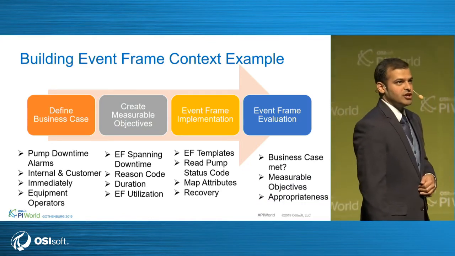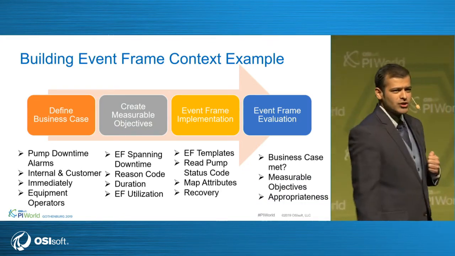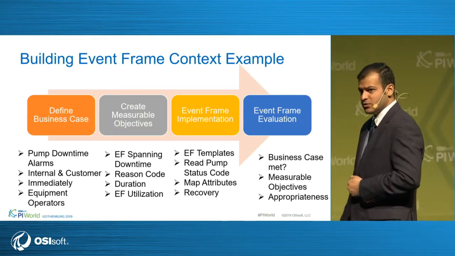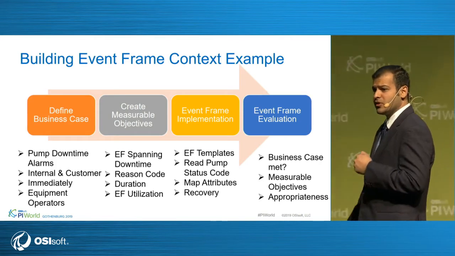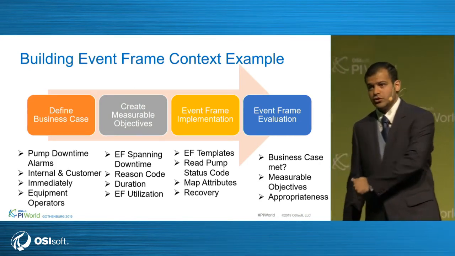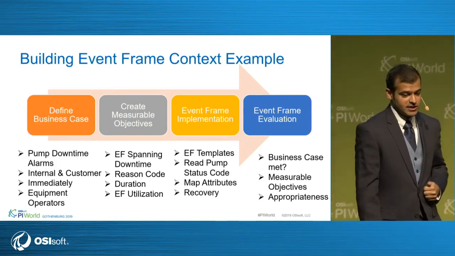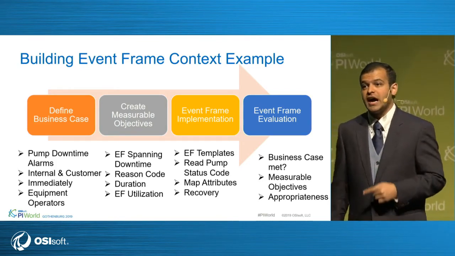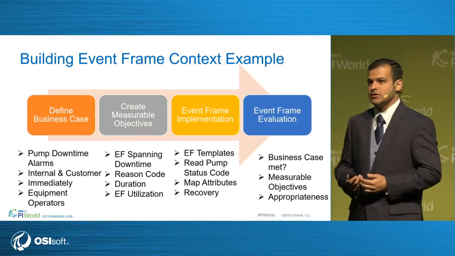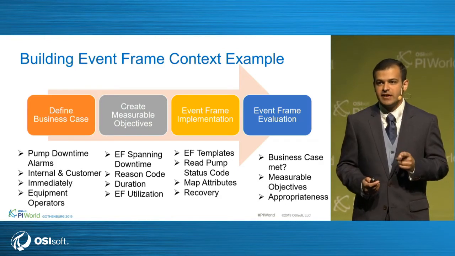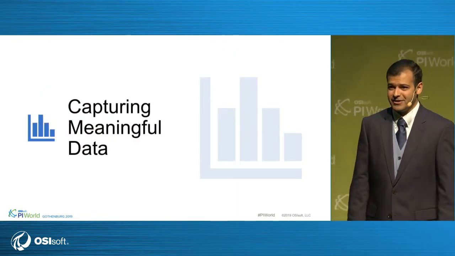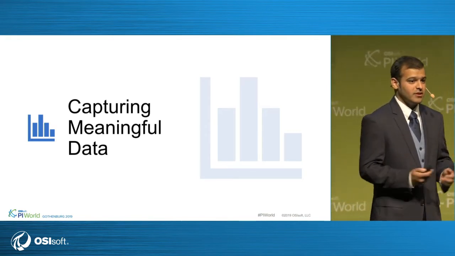Last thing, evaluation. This is where you ask yourself, was my business case met? Were my measurable objectives met? Were the events created in the appropriate, timely manner as I expected them to be? If not, go to square one, start the process again. If yes, go to square one again after a few months, quarterly, or however your business goals change, because evaluation is a never-ending process.